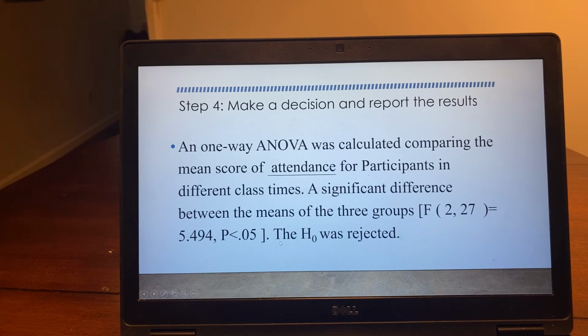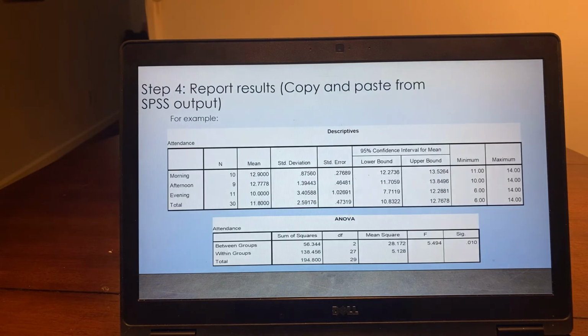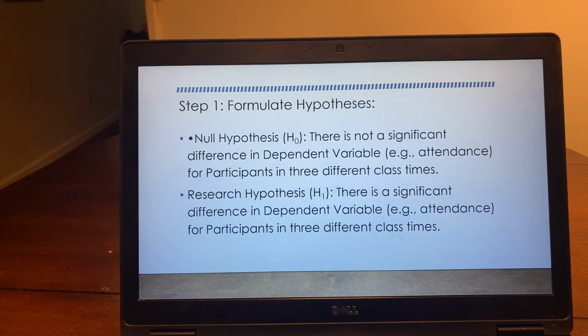So the H0 was rejected. Okay, so if H0 was rejected, what does that mean? That means you reject this one. So when you reject this one, that means this one is supposed to be true, right? So that means, hey, they are different. They are different.